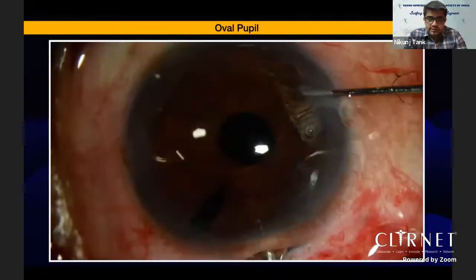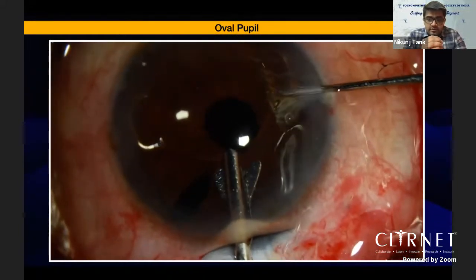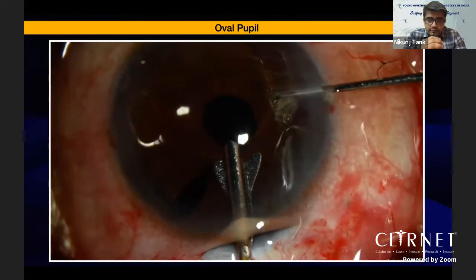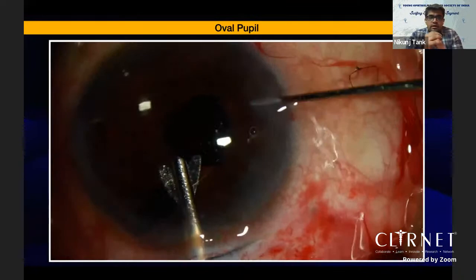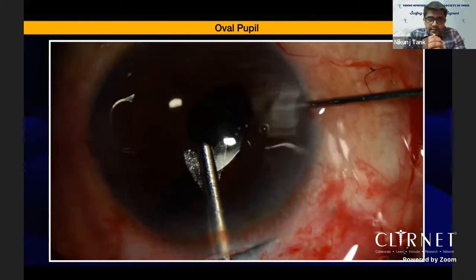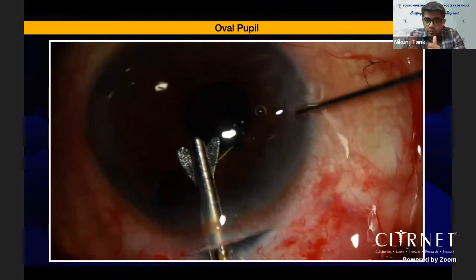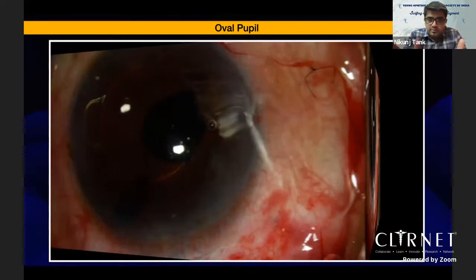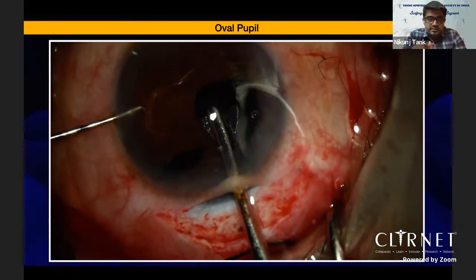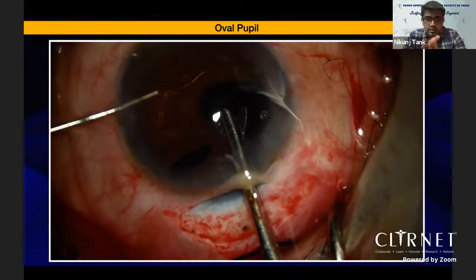So this is the video where you can see the iris claw holding forceps I'm using, and there is a little lag in the video. The pupil is a little small, and while enclaving the first haptic, the enclavation is done quite near the pupillary margin. You can see the major part of the optic is above the iris plane. That shows the enclavation is not at the mid iris plane, but very near the pupillary border.